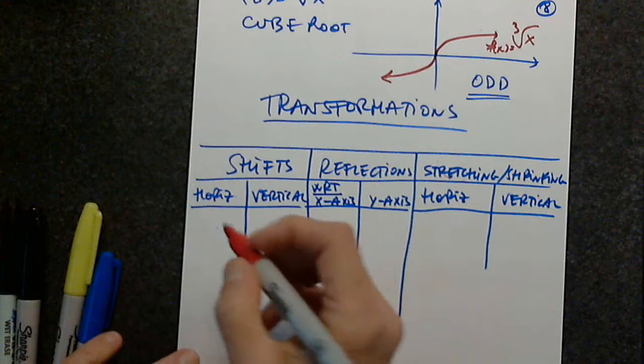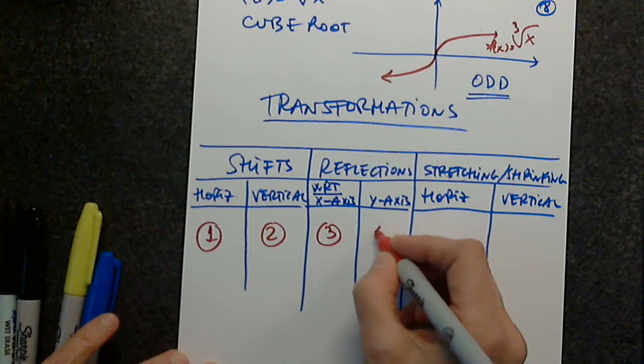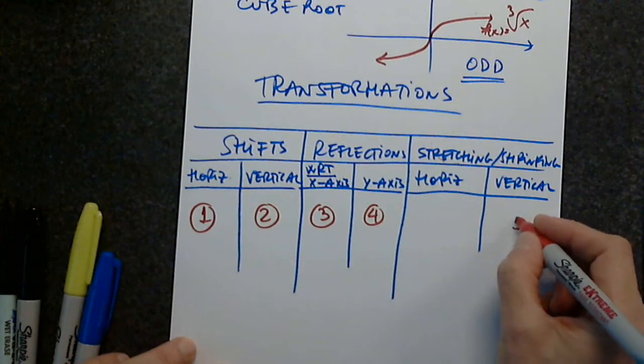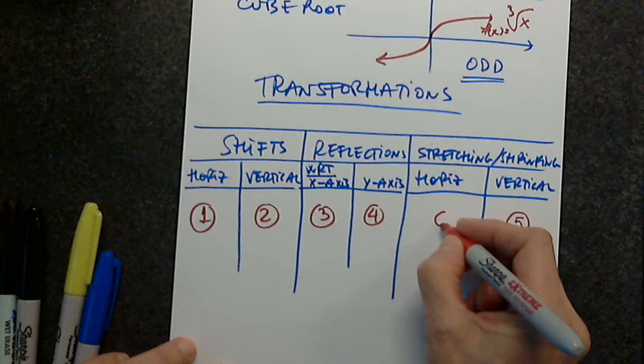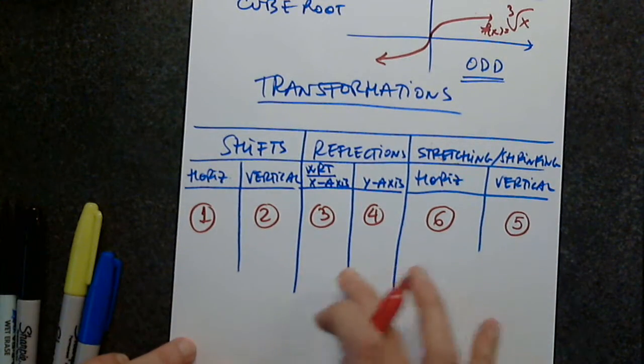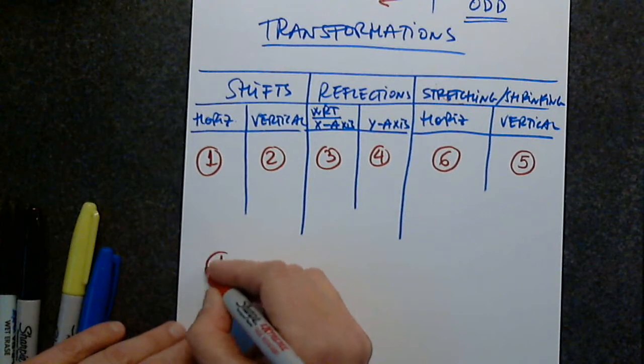Okay, so let's start with, I'm going to call them 1, 2, 3, 4, so I don't have to go back. I'm going to call this 5. I'm going to leave this one for the last, and you'll see why. 1, 2, 3, 4, 5, 6. Good. So let's start with number 1.